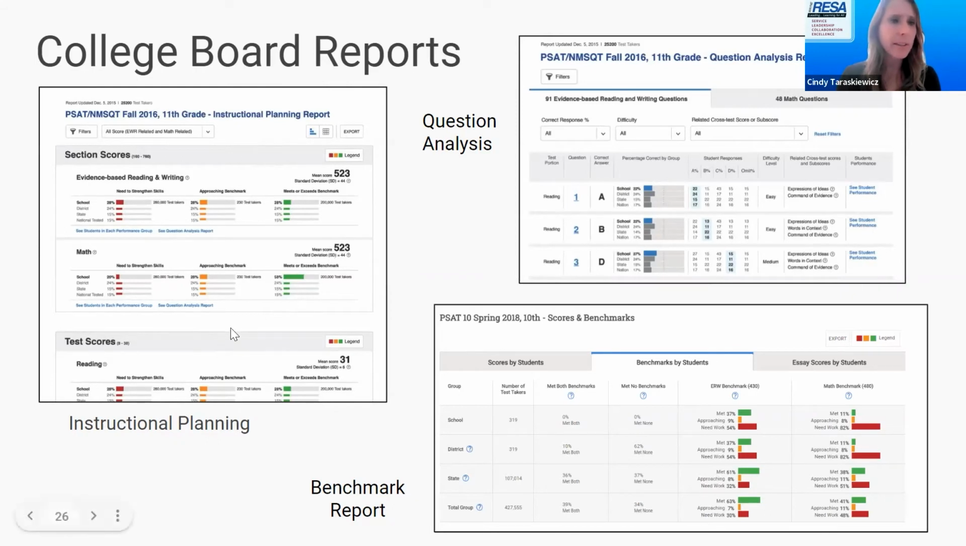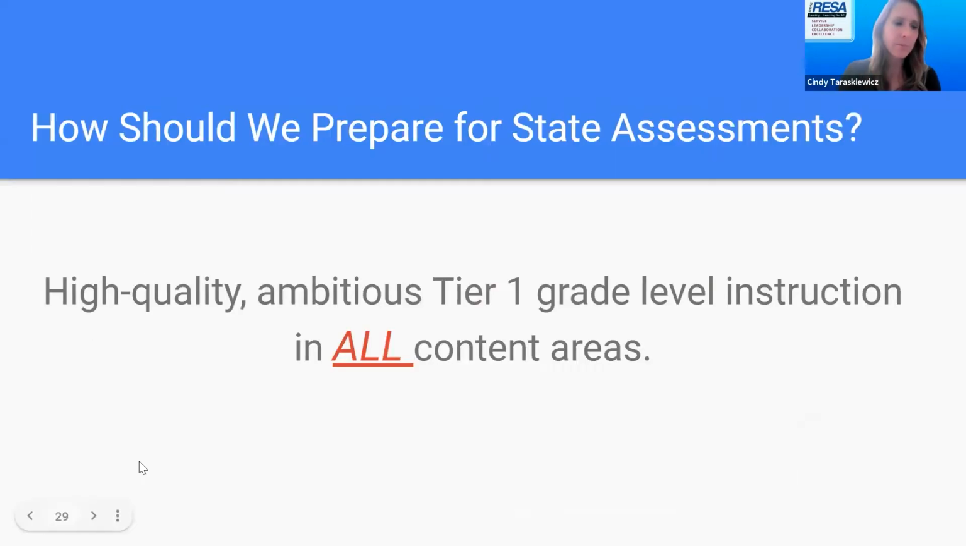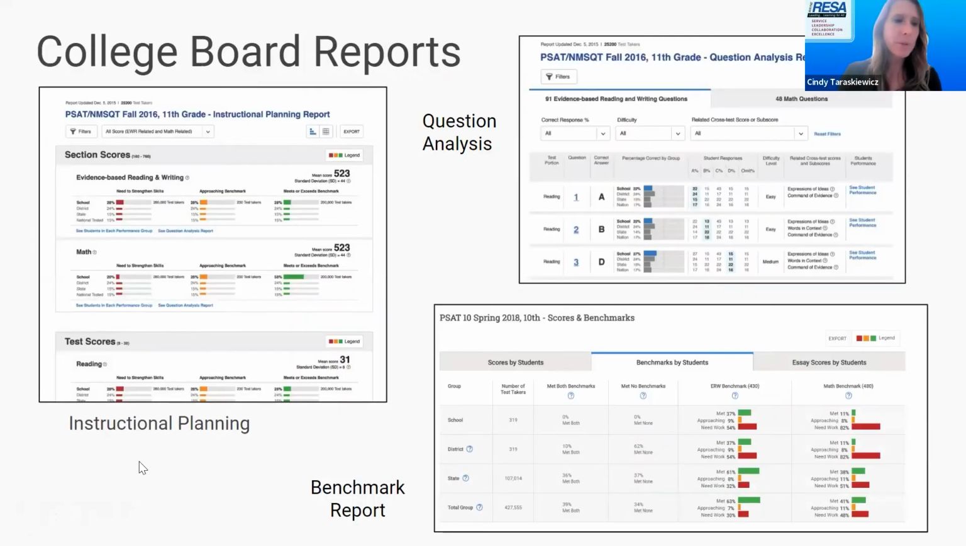You can look at the different sub-scores and see what % of students are needing to strengthen skills, what % is approaching benchmark, what % is at the benchmark, and you can really focus on which curriculum sections you need to work on, and maybe even do a vertical alignment across the grades 9, 10, and 11 to see if you're having curriculum issues.